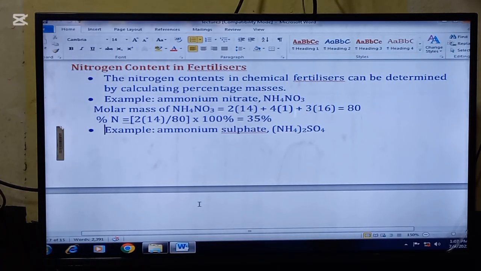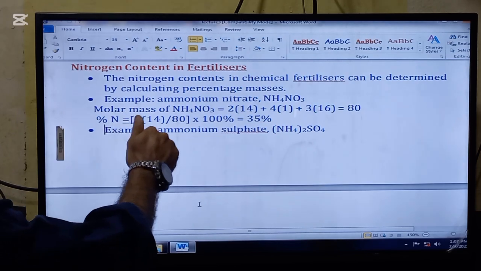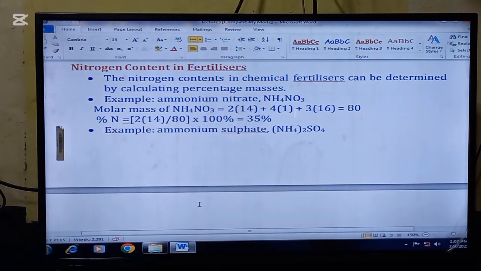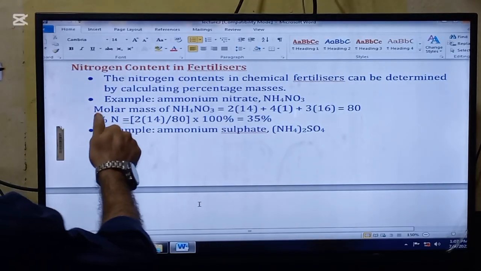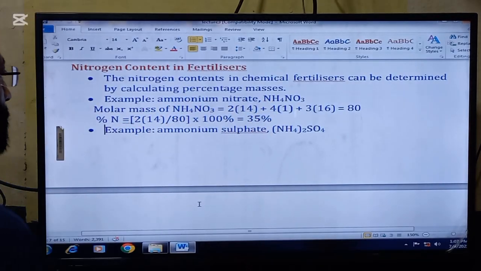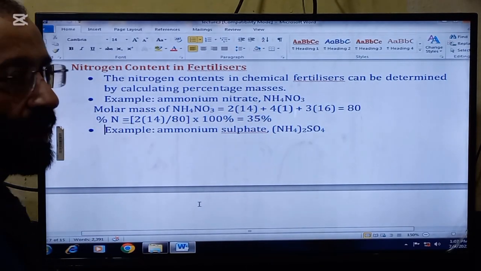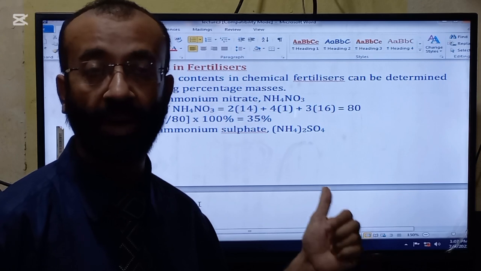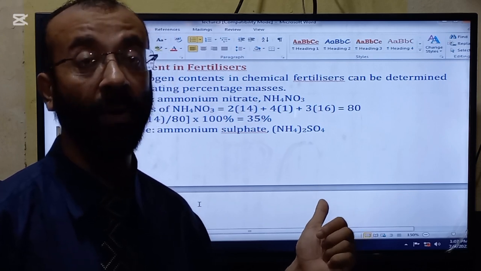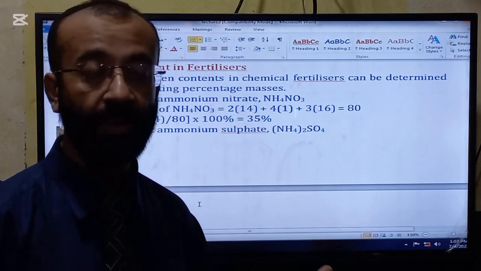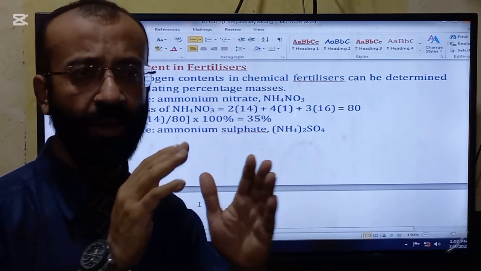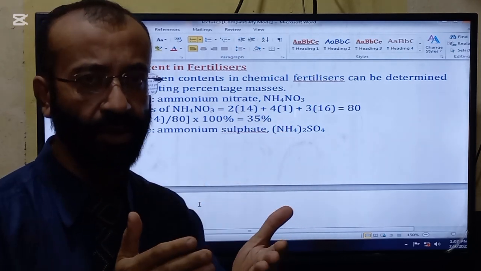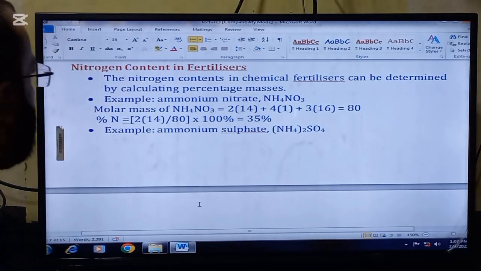The next thing that we are going to read is the nitrogen content in fertilizers. The nitrogen content in chemical fertilizers can be determined by calculating percentage masses. An example is here. A very short question of this type always comes in the paper. So an ammonium compound will be given and you will be required to find the percentage mass of nitrogen out of it. So look now at the method.